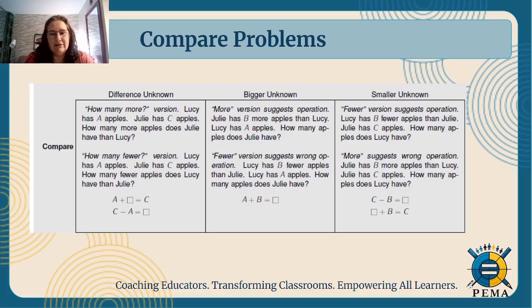The top labels for these columns are difference unknown, bigger unknown, smaller unknown. Just like the other rows, top label is about what is the question asking us to solve for. If we're solving for the difference between two quantities, it's going to be in that first column. If we're solving for the larger of the two quantities, it's a problem that goes in that middle column. And if we're solving for the smaller of the two quantities, it's in that final column.